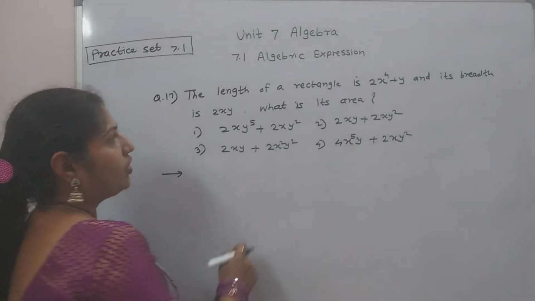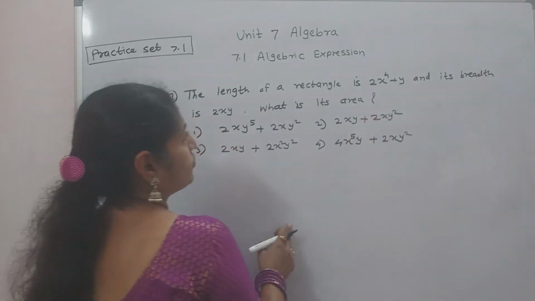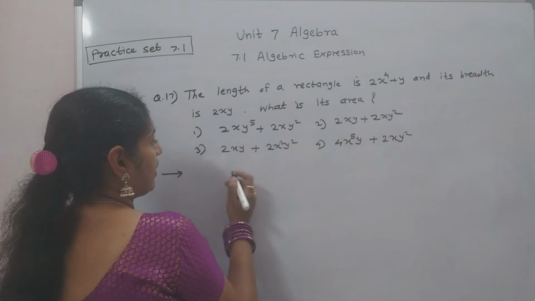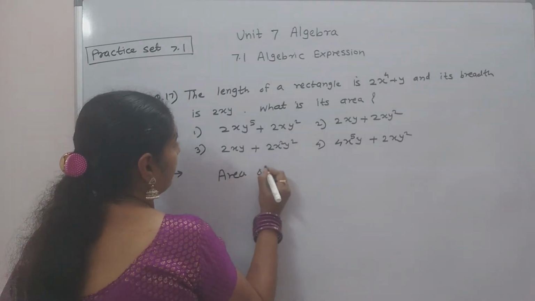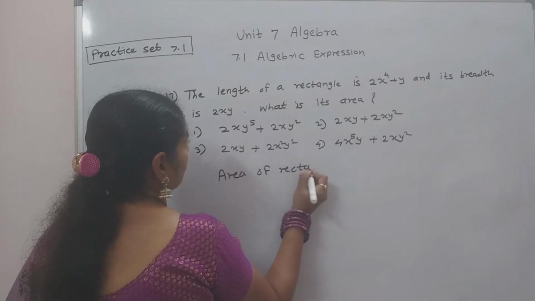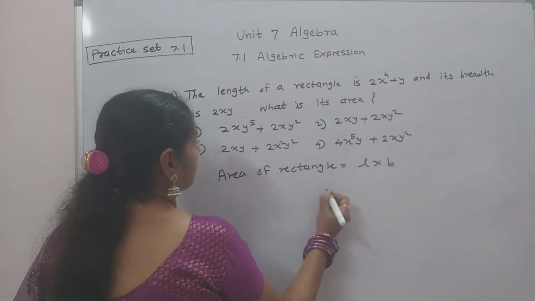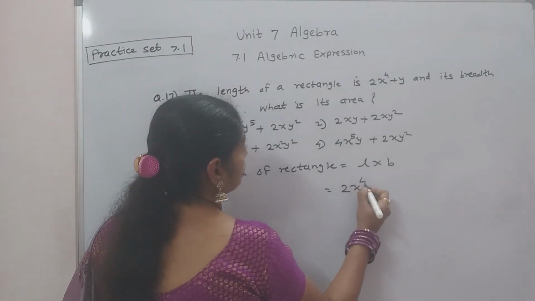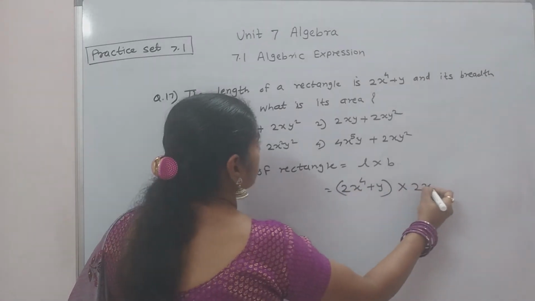The length of rectangle is 2x raised to 4 plus y and breadth is 2xy. What is its area? Area of rectangle. First write down the formula. Area of rectangle, length into breadth. Put the value of length, 2x raised to 4 plus y into 2xy.